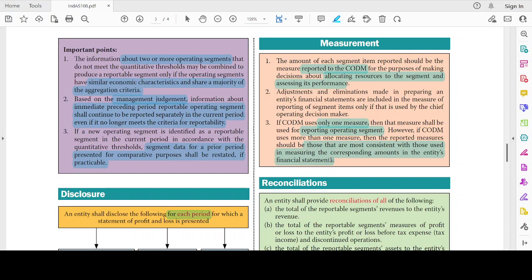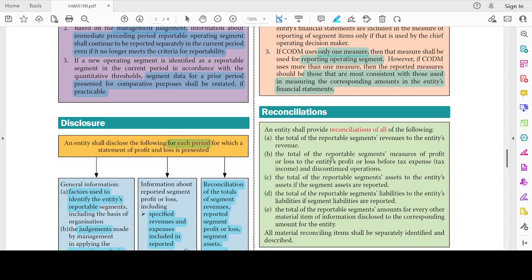Okay. If, for example, I measure using sales, then it's fine. You can do it. Now, if some other thing is being measured, then I have to mention it as a note that the CODM is using this also for assessing the performance and allocating the resources to the segment.